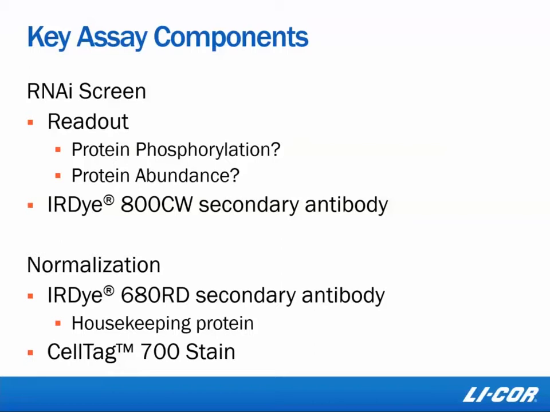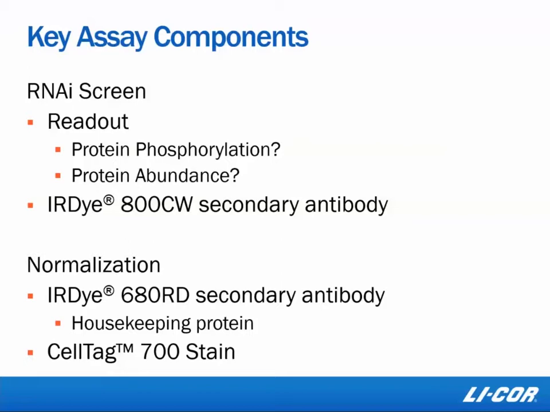For an RNAi screen, it's important to normalize your signal from well to well. To accomplish this, you can use a primary antibody directed against a housekeeping protein such as actin. With this approach, we would recommend using IRDye 680RD secondary antibodies for detection of that primary. If you wish to forego the need to use a primary and secondary antibody, you can easily normalize from well to well based off of cell number using CellTag 700 stain.